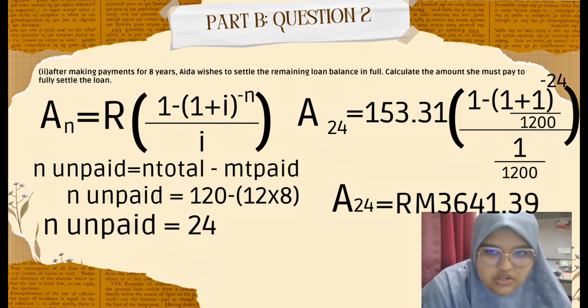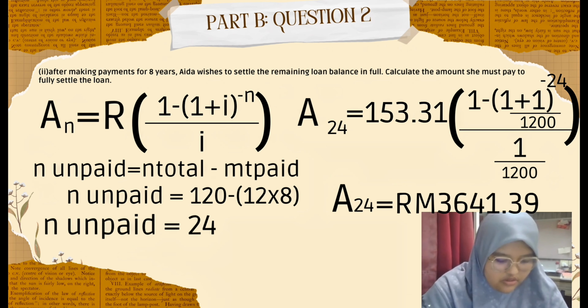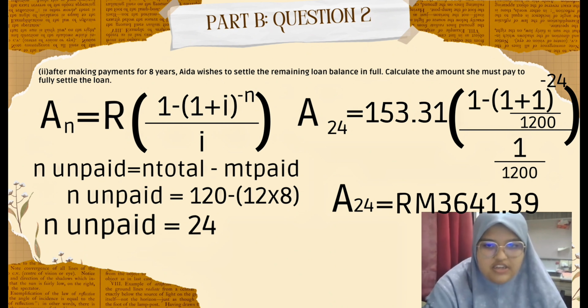And we just insert the remaining into the formula, and we got A equals 3,641 ringgit and 39 cents.